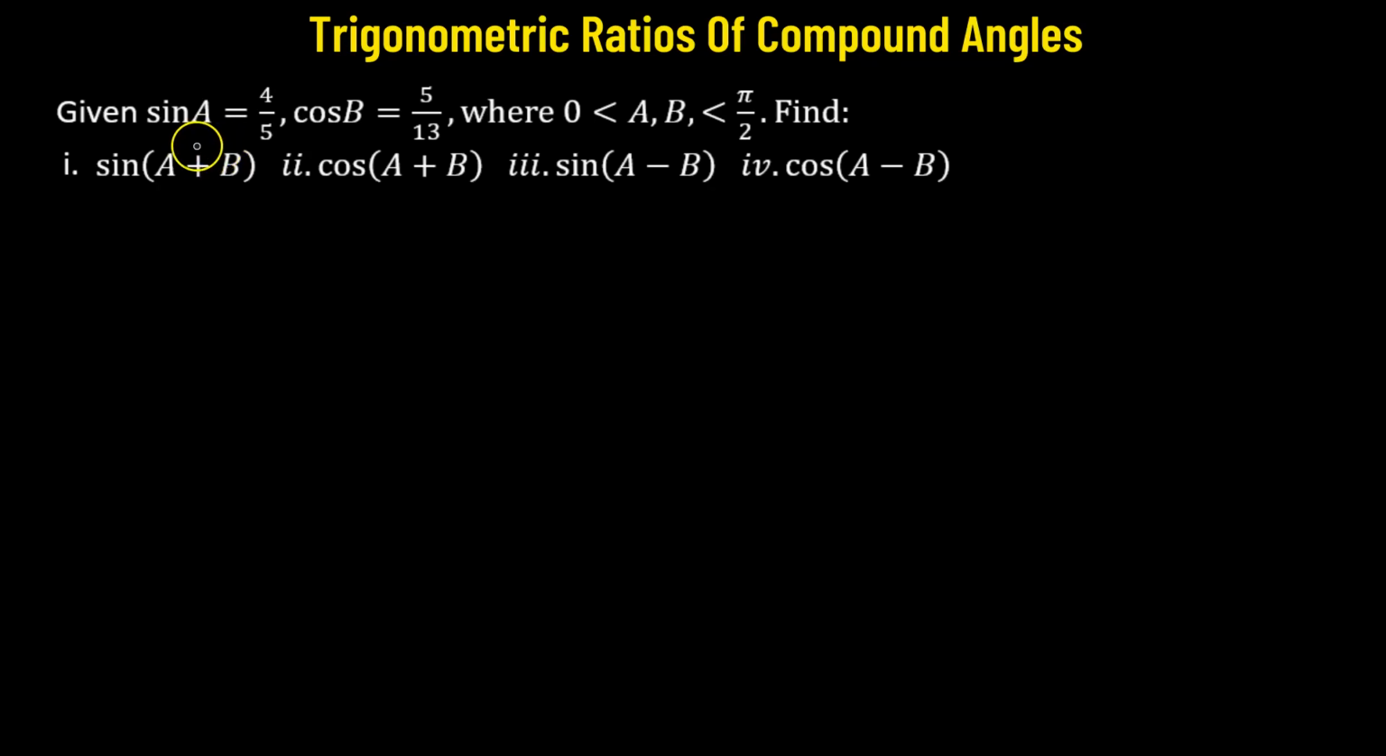So in this problem, we are given the value of sine of angle A, that's 4 over 5. Cosine of angle B is 5 over 13. The condition given here is that both angle A and angle B lie between 0 and pi over 2.